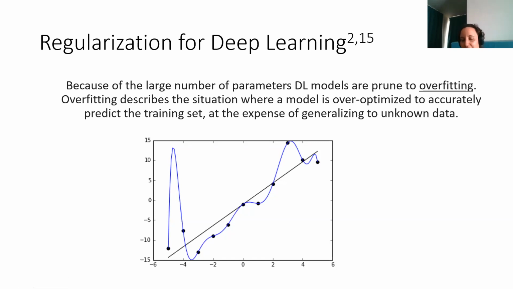So basically, in terms of deep learning, the model learns the noise from the data as opposed to the underlying function that describes the data.